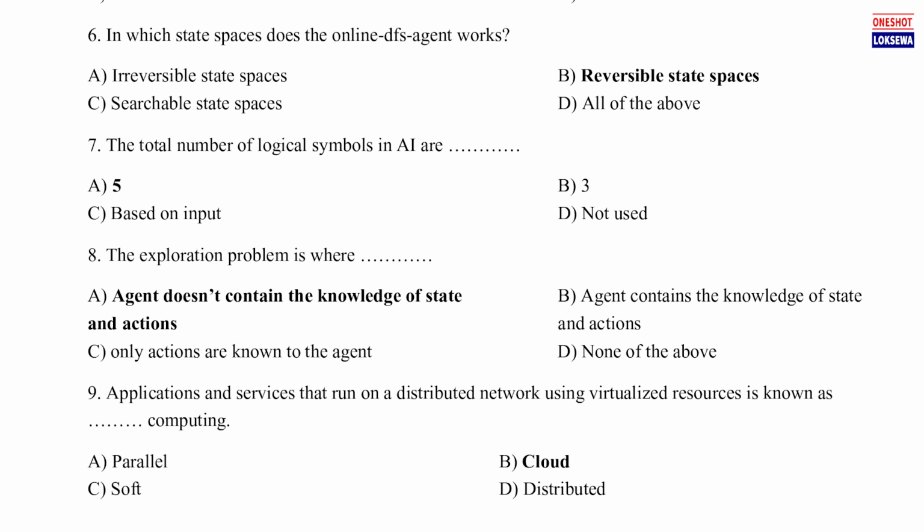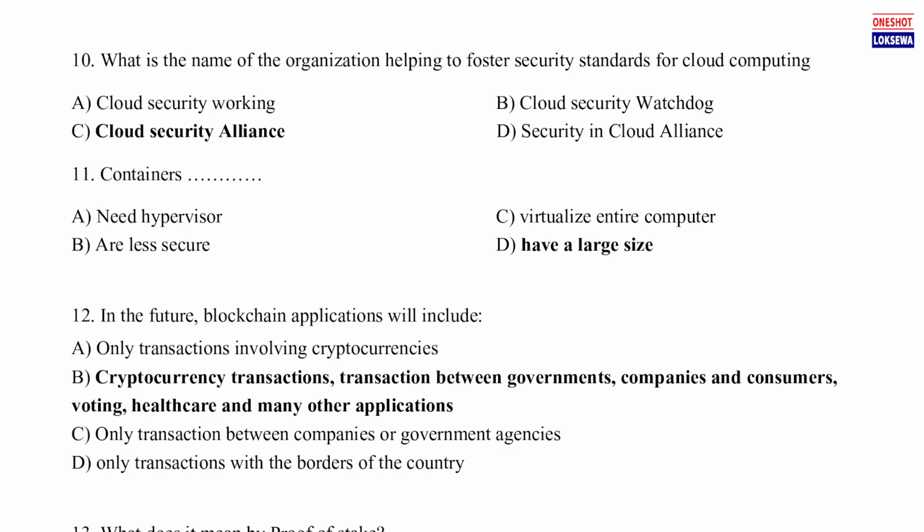9. Applications and services that run on a distributed network using virtualized resources is known as computing. A. Parallel. B. Cloud. C. Soft. D. Distributed. 10. What is the name of the organization helping to foster security standards for cloud computing? A. Cloud Security Working. B. Cloud Security Watchdog. C. Cloud Security Alliance. D. Security in Cloud Alliance.